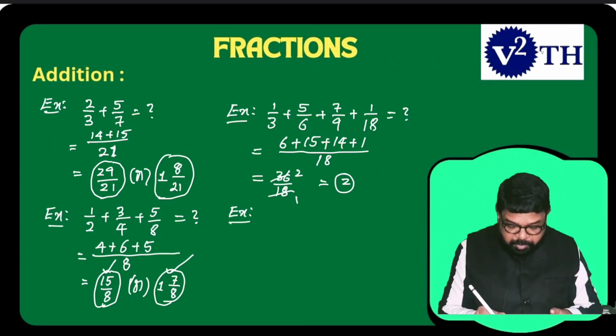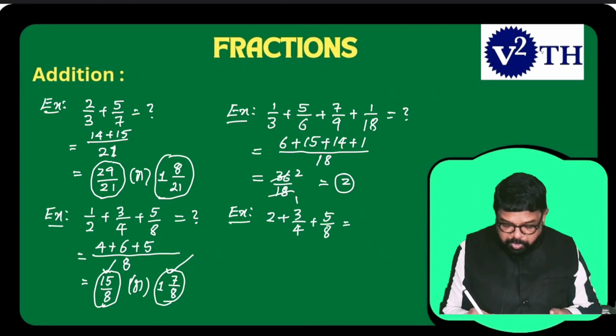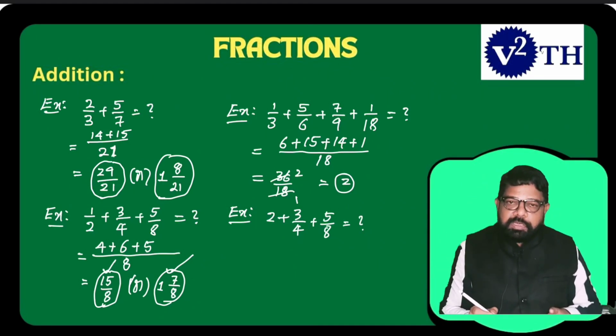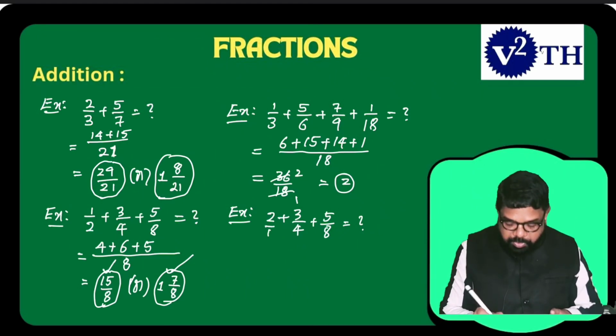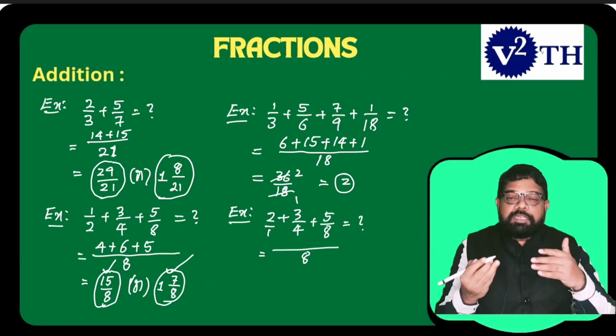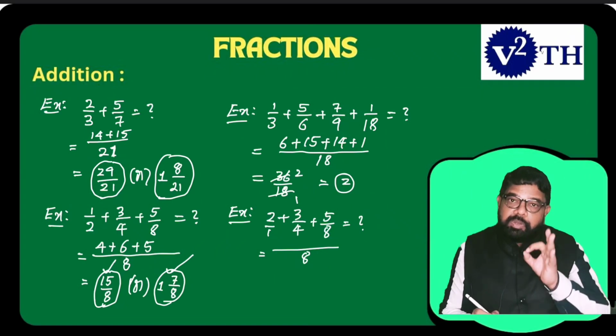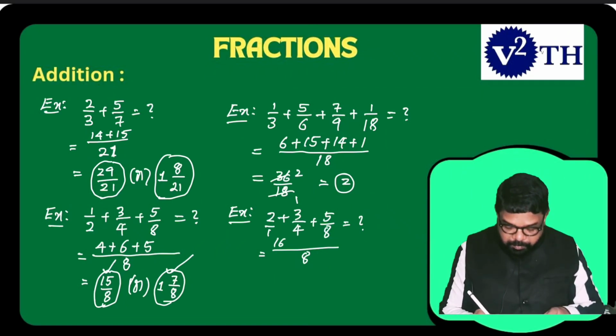See here. Suppose it is 2 plus 3 by 4 plus 5 by 8. Now here there is one integer and 2 fractions. So this can also be written as 2 by 1. Now take the LCM of the denominators 1, 4 and 8. We know the LCM is 8, which you take in the denominator. Each and every fraction is multiplied by 8. So the first fraction into 8 means 16.